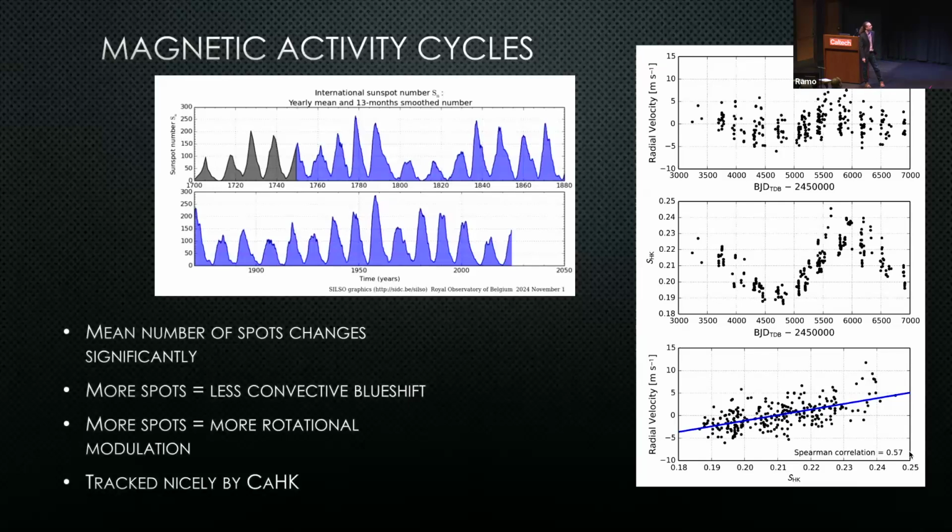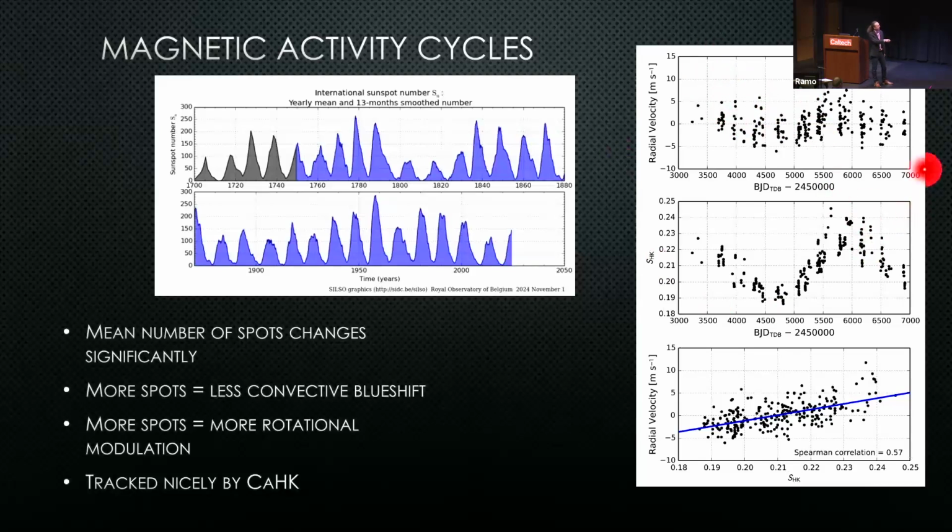This is one thing that's tracked really nicely by the calcium H&K, or S index, as we've heard it called a few times. This is a measurement of the calcium emission in the core of a line. And as you can see over here on the right, where I'm plotting the radial velocity time series for one of my favorite stars, HD 7924, on the top is just the raw radial velocity time series. This doesn't have any of the small planets removed, but you can still see the magnetic activity cycle there as traced by the S index here. You can see it follows that pretty nicely.